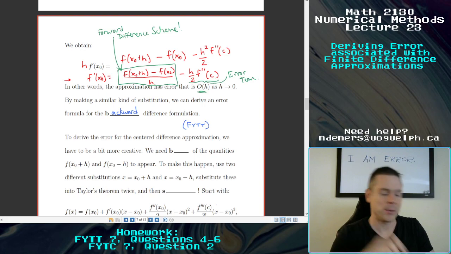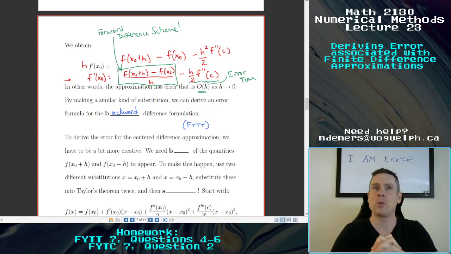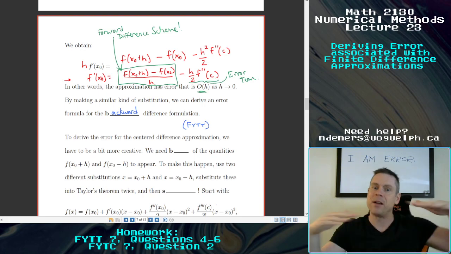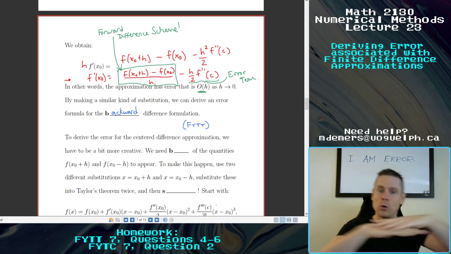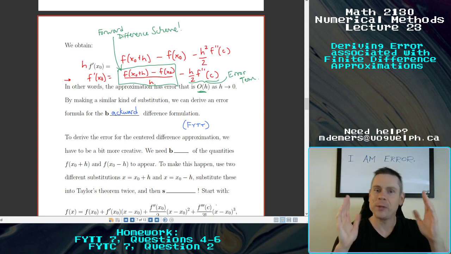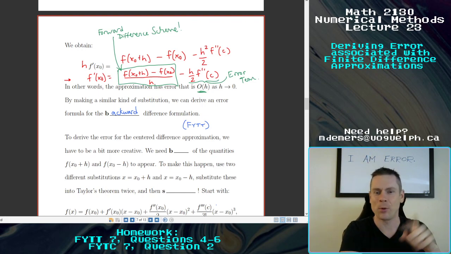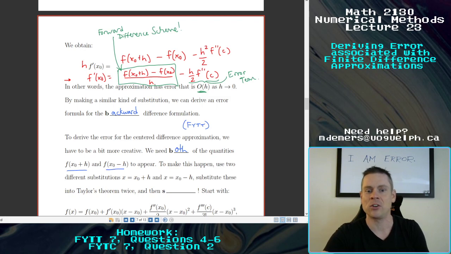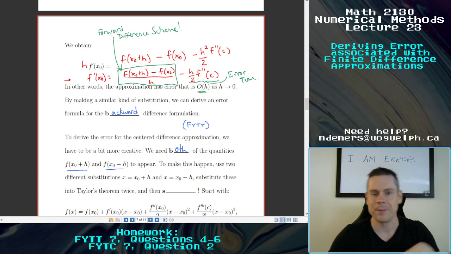There's the centered difference approximation, and that one's a little bit weird, right? With the centered difference approximation, that was the one where we needed to take a step forward, subtract a step backward, and then we divided by 2h, right? It was f of x0 plus h minus f of x0 minus h over 2h. So that's really interesting because it never even involves x0 itself. So we have to be a little bit more creative. We need both of the quantities f of x0 plus h and f of x0 minus h to appear. If we want to get this from Taylor's theorem, we need to think about how to do that.